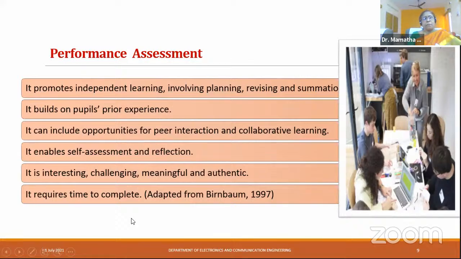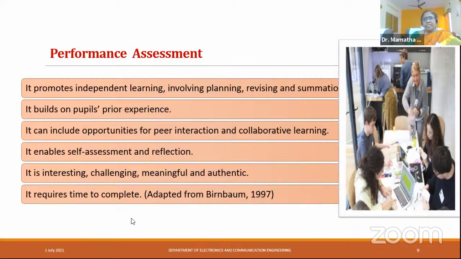Okay. In case of performance assessment, how do we do it? And when we assess the performance, what are its effects? We need to know, right? So generally, when students are doing these tasks, they develop independent thinking, independent learning, and they try to plan, they try to revise, and all these qualities in order to arrive at one particular solution.